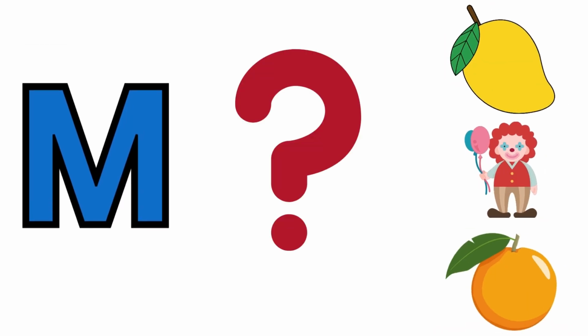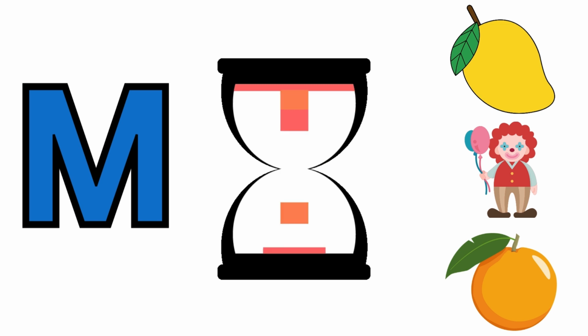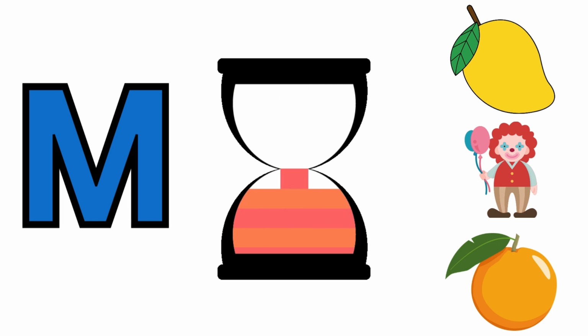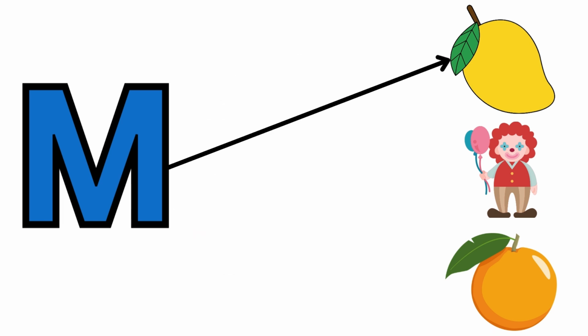Here's the letter M. Which picture starts with M? Is it the mango, the joker, or the orange? That's right. M is for mango.